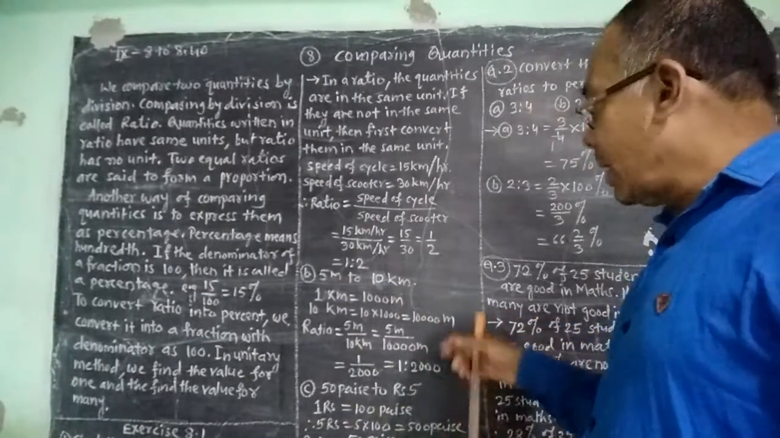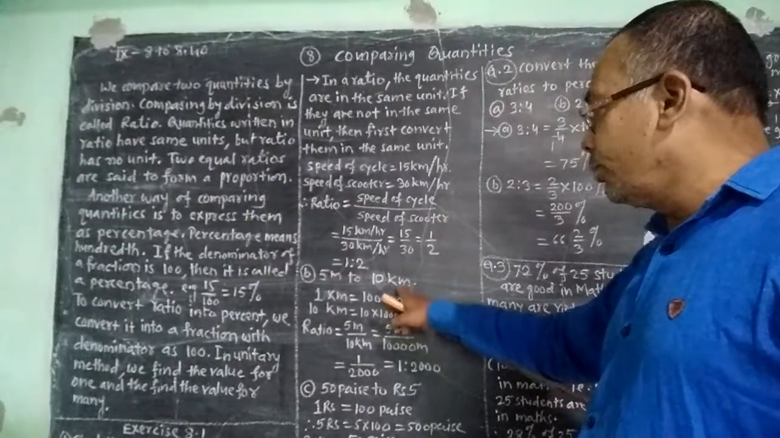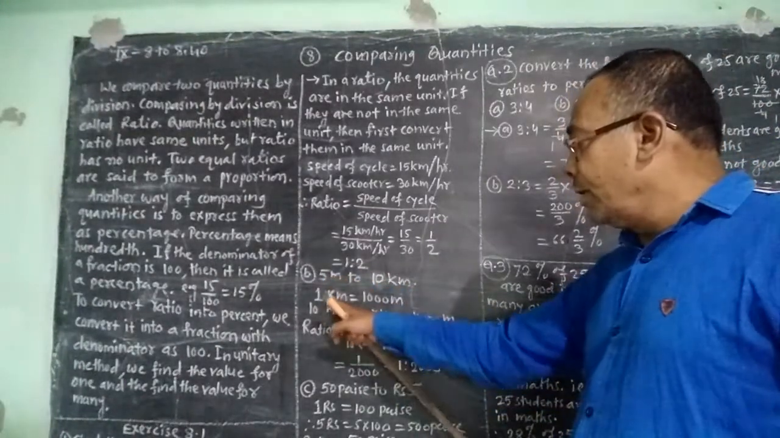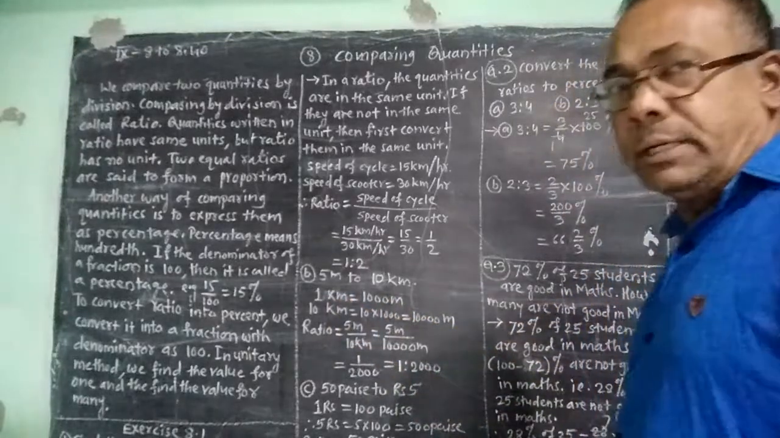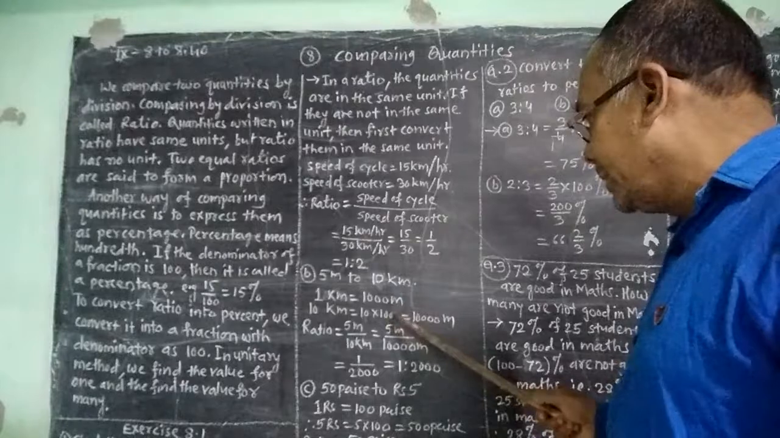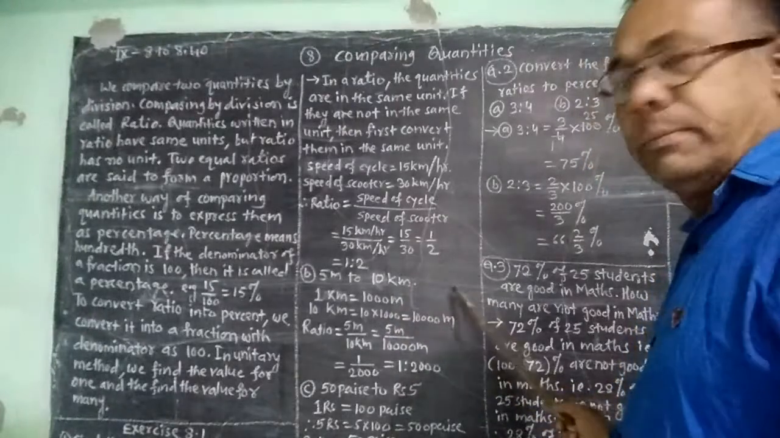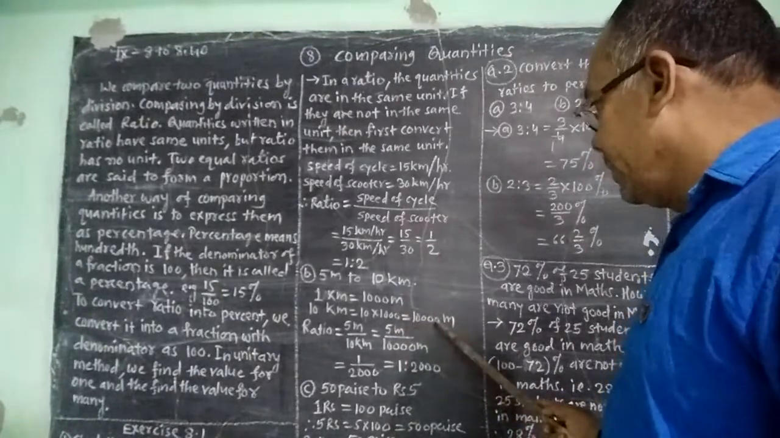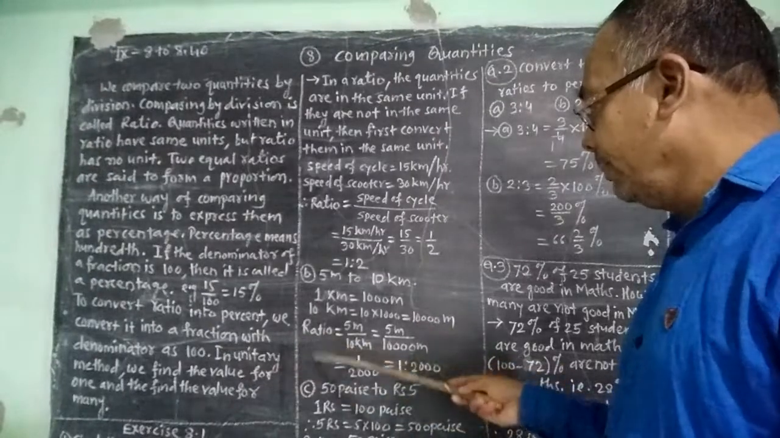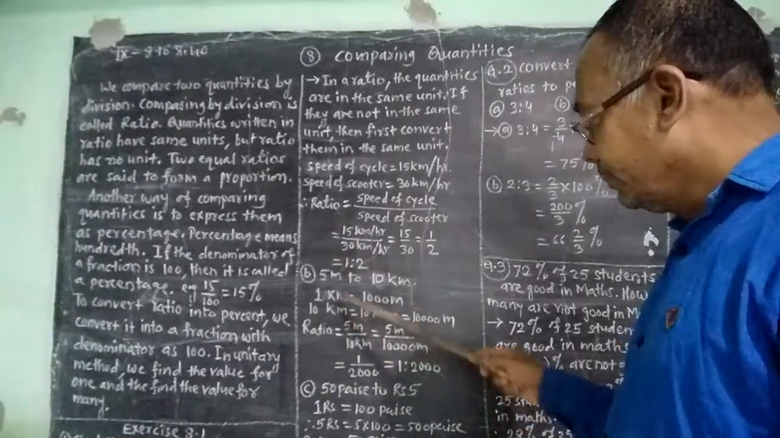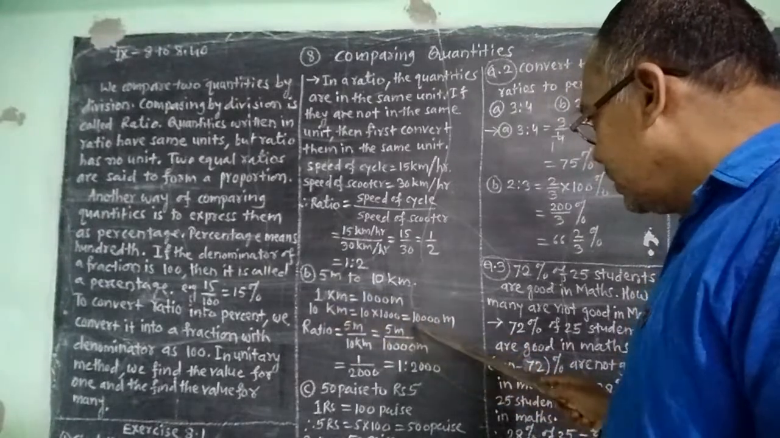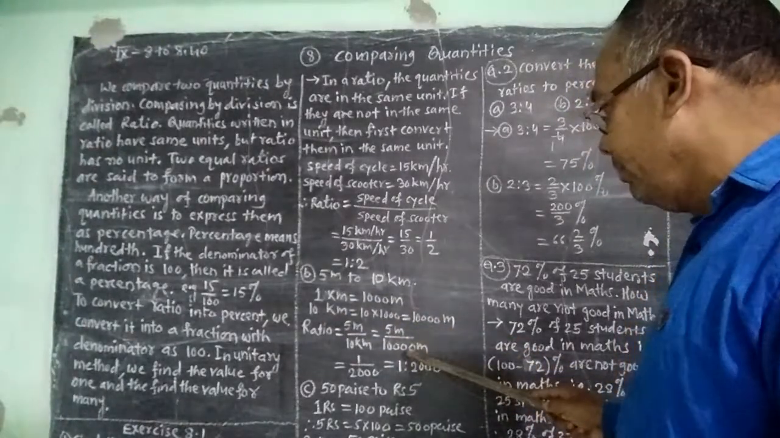Here the greater or larger unit is kilometer, so we can convert kilometer into meter. We know that 1 kilometer is equal to 1000 meter, and therefore 10 kilometer is equal to 10 into 1000, that is 10,000 meter. Now the units become the same, and therefore we can find the ratio, that is equal to 5 meter to the converted 10 kilometer, that is 10,000 meter.